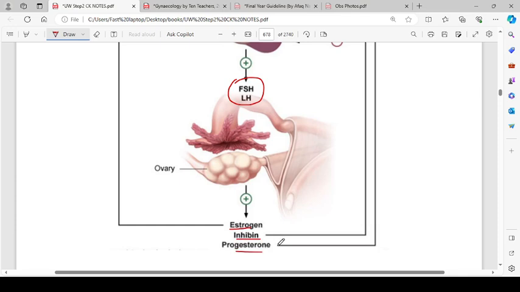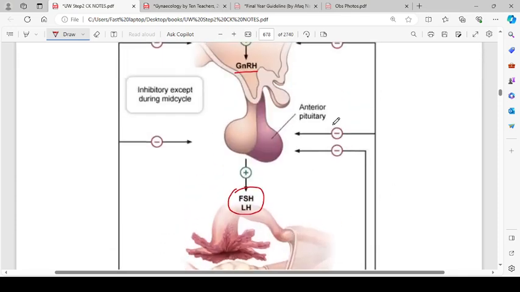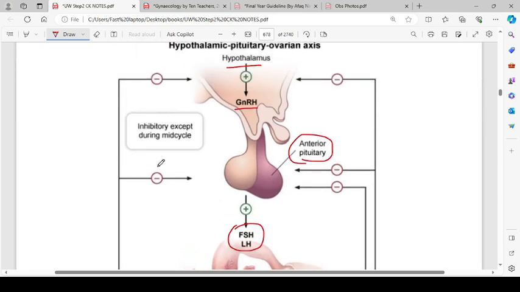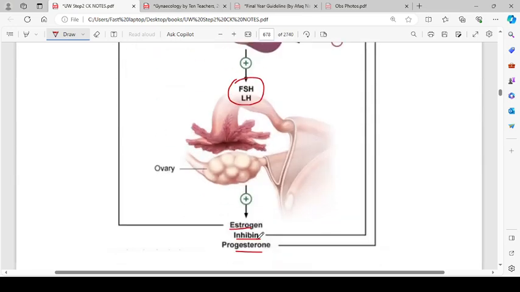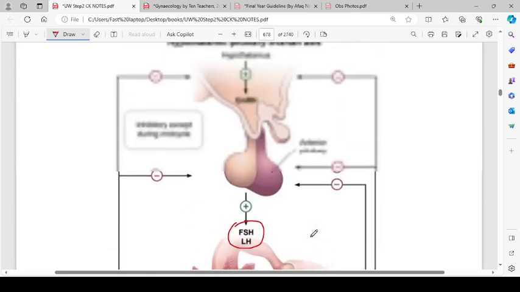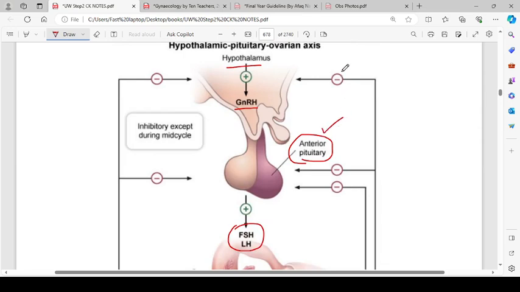inhibin and progesterone. The inhibin and progesterone will have a negative feedback impact on the anterior pituitary to stop the production of LH and FSH. Also, estrogen has a negative feedback. Okay, estrogen, inhibin, and progesterone have a negative feedback loop on the anterior pituitary and hypothalamus to stop the secretion of GnRH and FSH and LH.